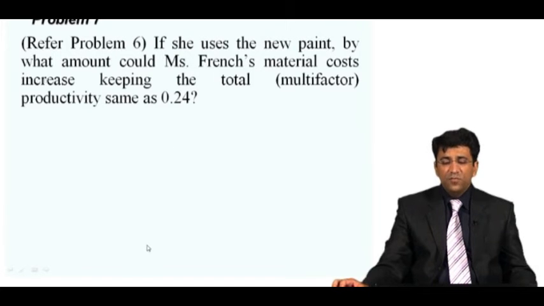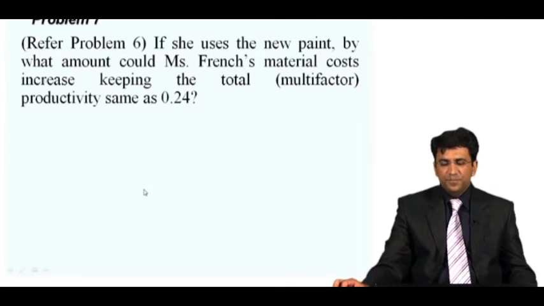Now students, what is now being asked? It is being asked that if the productivity remains the same, that is 0.24, which was initially with the old paint, how much will we have to add to the material cost so that we are able to achieve a similar level of productivity. So this is actually the requirement in this particular case, that is how much material cost should be increased to maintain the same level of productivity, that is 0.24.